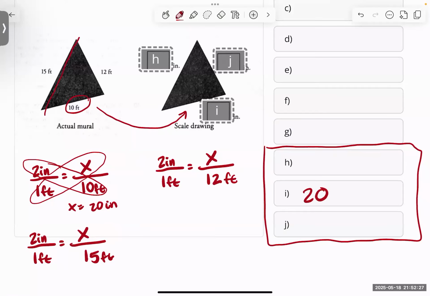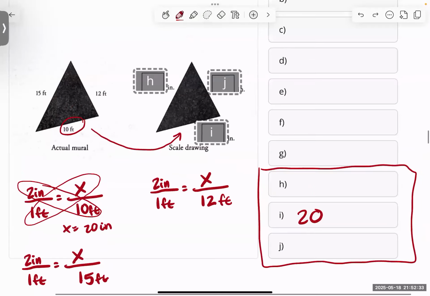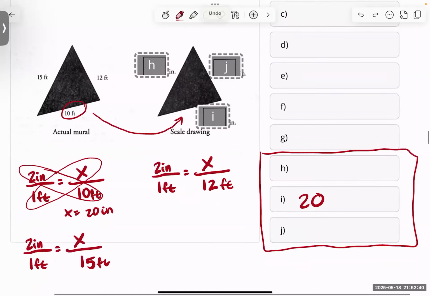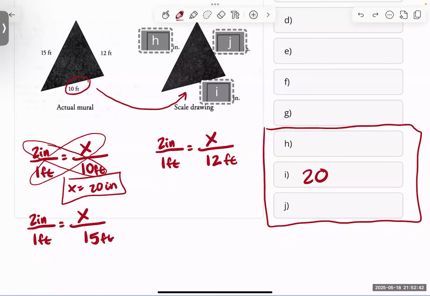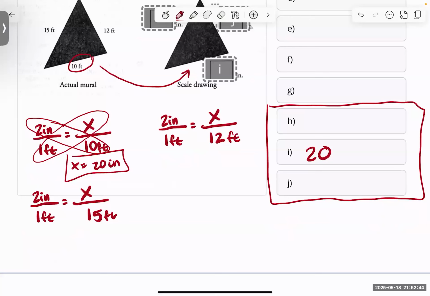Remember, whatever side you're looking at corresponds to the exact same side. So if it's 10 feet here, we're not looking over here. We're looking at the exact same spot because this is a proportion. 20 inches. This one right here, 2 times 15 is 30, divided by 1, x equals 30 inches.